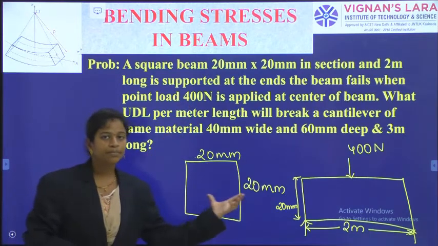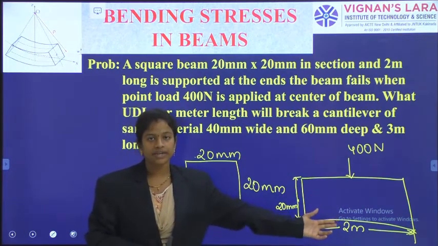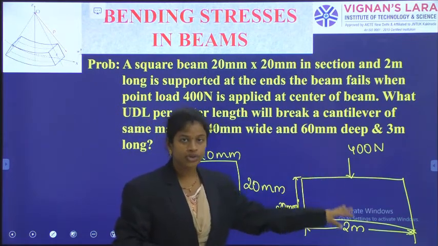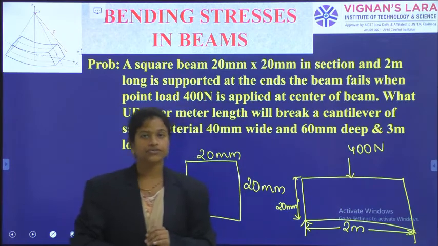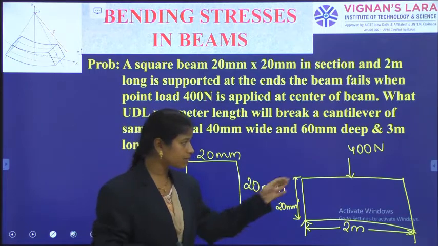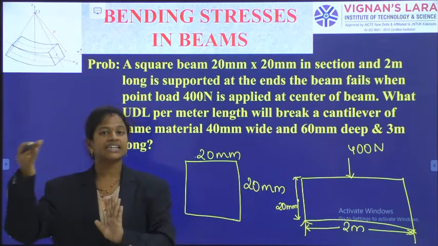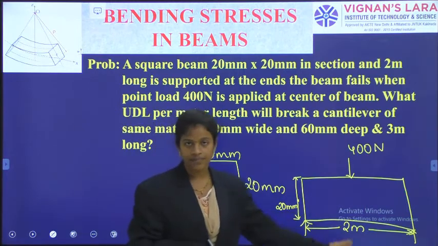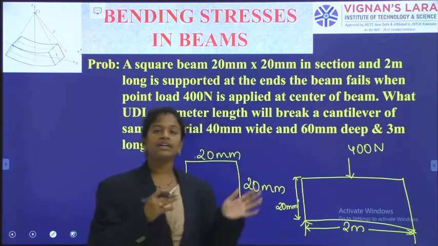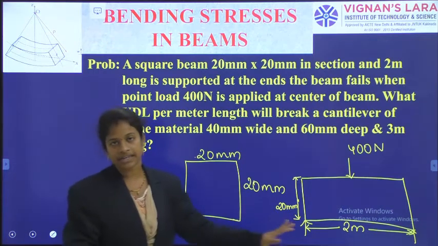So, a simply supported beam of cross section 20 mm by 20 mm and length 2 meters is being subjected to a point load of 400 newtons at the center of the beam. Due to this condition, the beam is failing. Failure is nothing but breakage, or reaching some breaking point. So, in case of bending action, what do we call a failure? It is reaching the maximum stresses in the fibers. Due to the application of this load, it is causing some moment. That moment is causing some stress, which is the maximum limiting stress of the particular material.